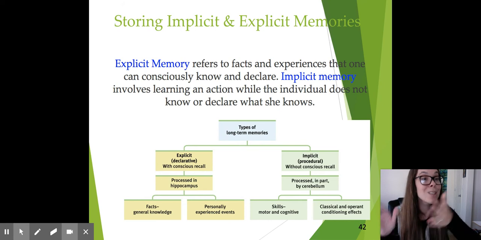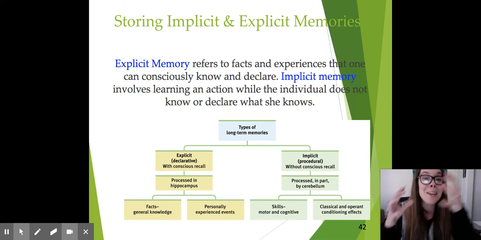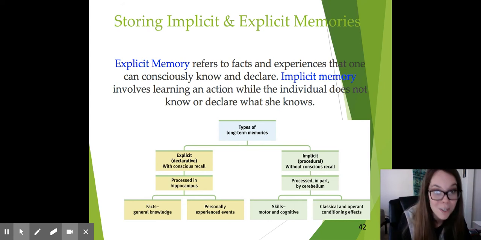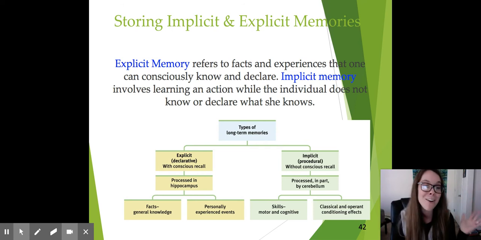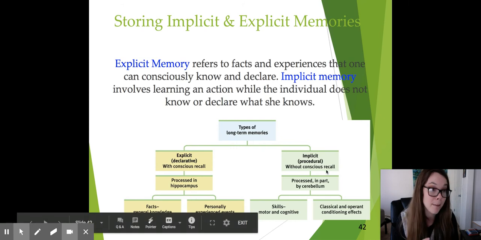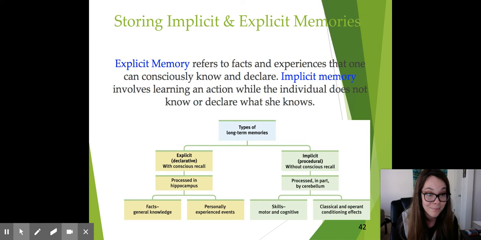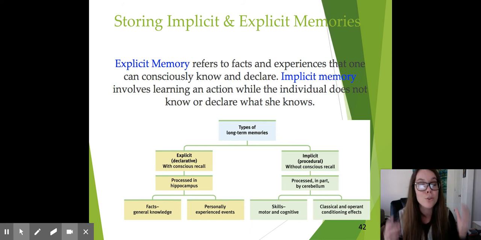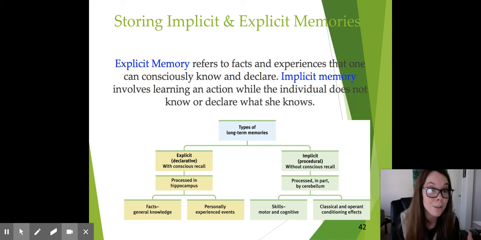So when we go to explicit down here, explicit memories go in the hippocampus. The hippo goes to a college campus to make memories. That is my mnemonic, right? A way to make meaning of the word. Now we're already learning how our memory works. Explicit memories are processed in the hippocampus. Implicit memories are processed in the cerebellum. Remember, the cerebellum is a part of our brainstem, and it controls our automatic processes, okay?